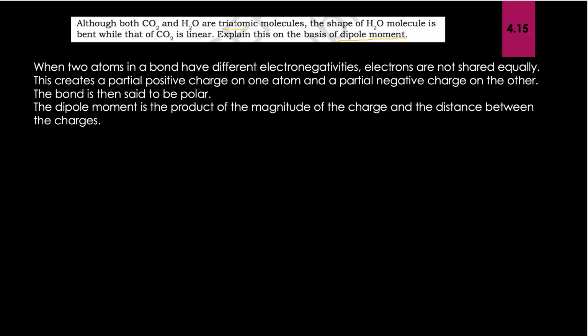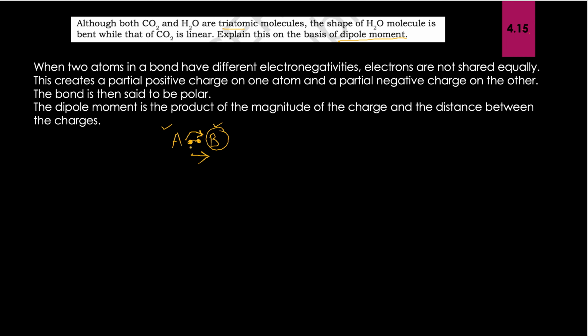moment. Okay, so I've written it here for you to make it easier, that when two atoms in a bond have different electronegativity. So say I have an atom A and an atom B. Atom A will have one electronegativity, the other atom will have a different electronegativity. So when that happens, electrons are not shared. Why? Because the one that has more electronegativity will pull the electrons towards itself. So whatever electrons are here, the one that's belonging to A and the one belonging to B, both will move towards the more electronegative element.